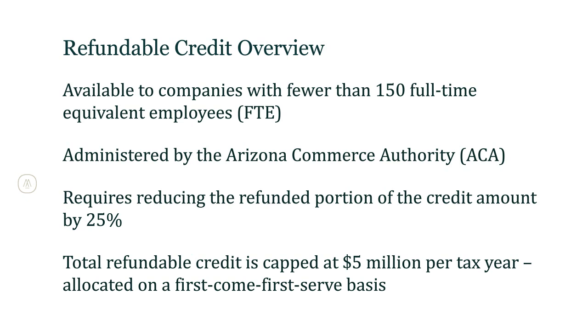It's available to companies with fewer than 150 full-time equivalent employees. Full-time equivalent just means two employees working half-time, or 20 hours a week, would equal 1 full-time equivalent. And that is determined at the end of the year, so as of December 31st, it's the number of employees that you have. This incentive is unique in that it is administered by the Arizona Commerce Authority as opposed to the Arizona Department of Revenue. And we'll talk a little bit about how that works a few slides later.